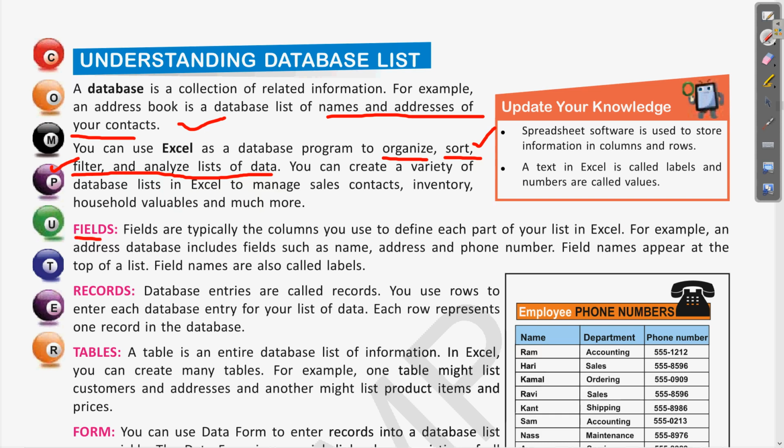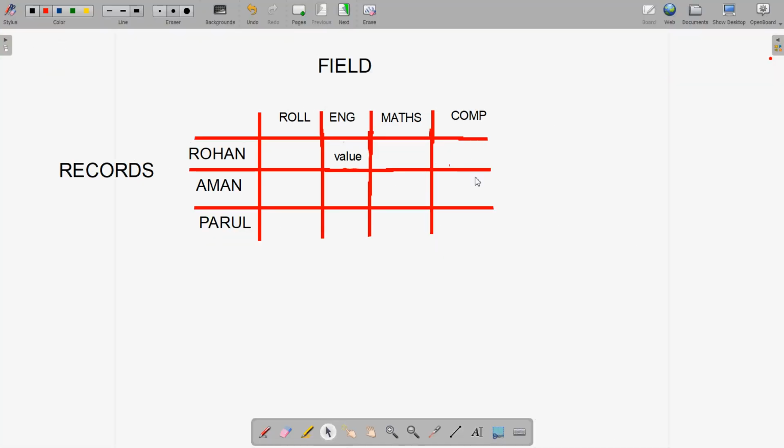A field is a column. Here, if you see the example of the employee phone number, here it is in the figure also. This name, department, phone number, these are acting as columns. This column is called a field, and records are the rows. If you see the table also, here you can see the columns, which are the roll number, then the different subjects.